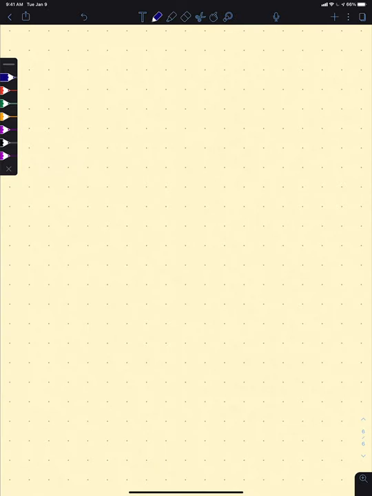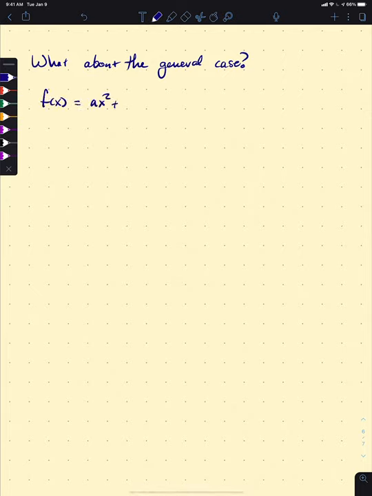And the next question that we sort of lend ourselves to asking is one we've asked a number of times throughout the quarter, and we absolutely won't stop: what about the general case? Right. Can we find some form to solve the general quadratic for where its vertex is? Okay, so we'll need our quadratic. So f of x is ax squared plus bx plus c. Well, the first thing I know I need to do is factor out my a, x squared plus b over a x plus something.